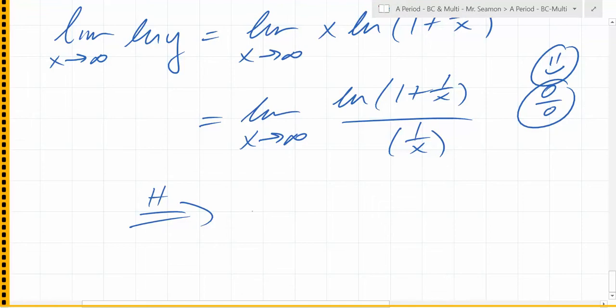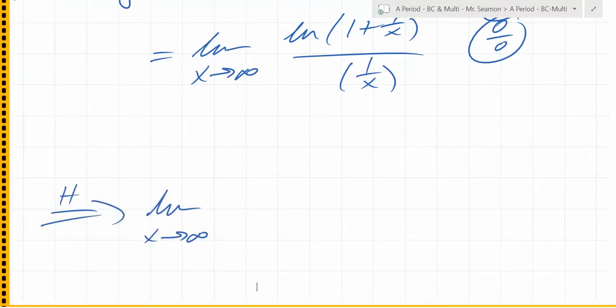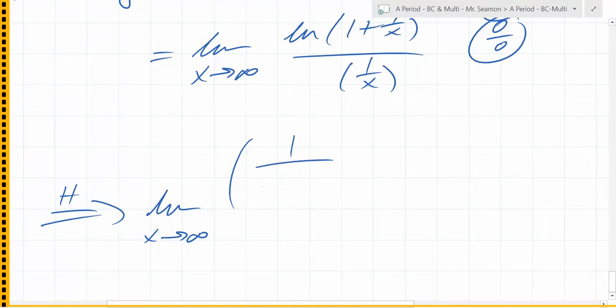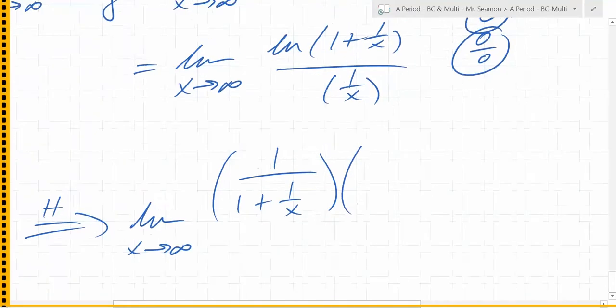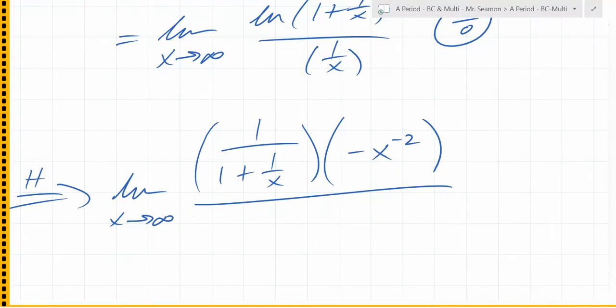If we apply L'Hopital's rule, we're now looking at the limit as x goes to infinity. The derivative of the top, we have to make some more space here. What's the derivative of the numerator going to be? 1 over 1 plus 1 over x, times the derivative of that thing. What is the derivative of that thing? Negative x to the negative 2. Are we okay so far? Over negative x to the negative 2.